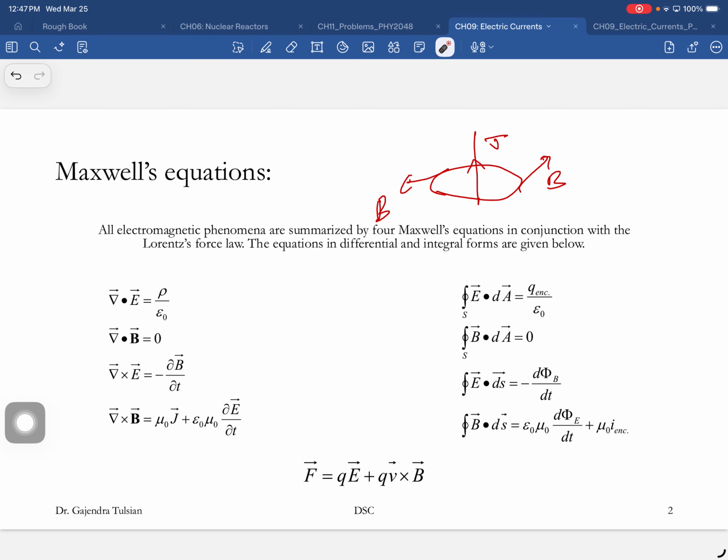You need a moving charge to detect a magnetic field, okay? So there's a nice symmetry to this.